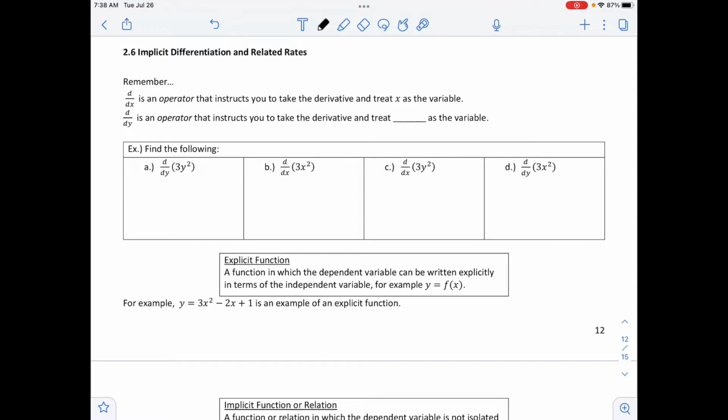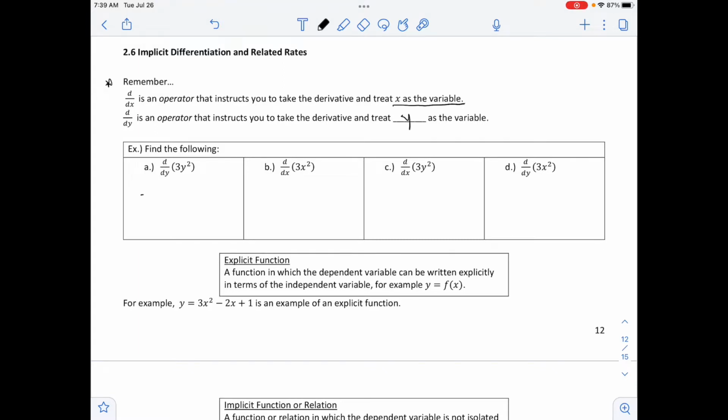So first thing is, it says remember that d/dx is an operator that instructs you to take the derivative and treat x as the variable, whereas d/dy is an operator that instructs you to take the derivative and treat y as the variable. So the example right below says find the following. Part A, d/dy of 3y squared. This is just the normal derivative since it's asking us to take the derivative with respect to y, and all I have in this problem is y's as my variable.